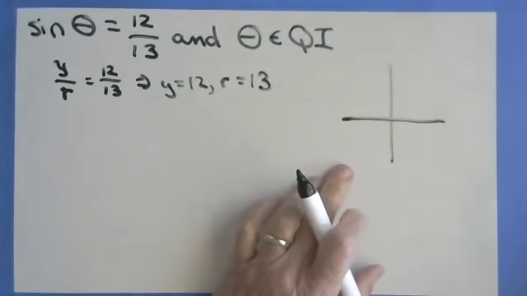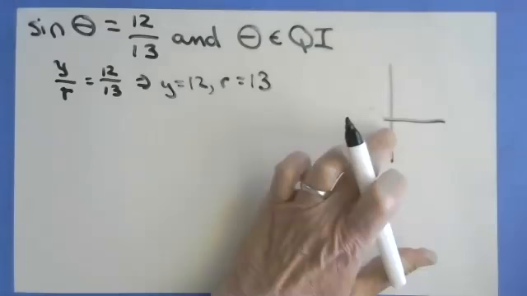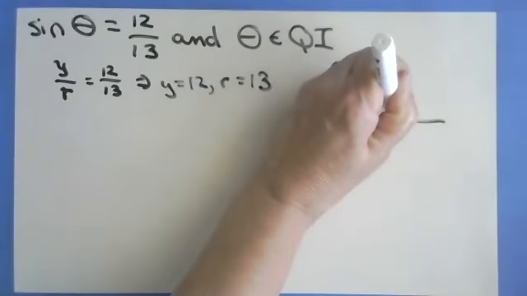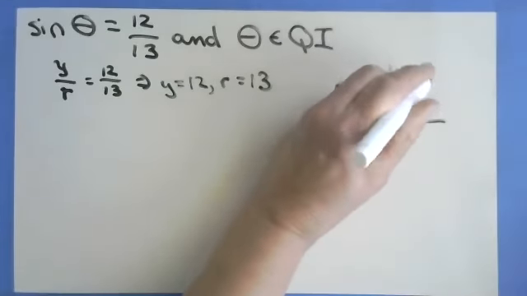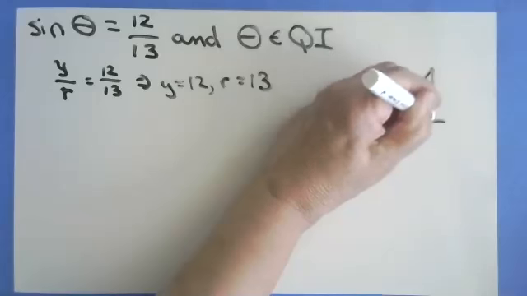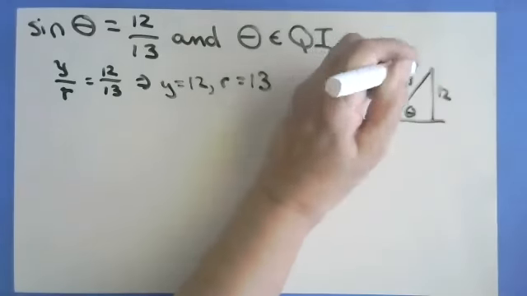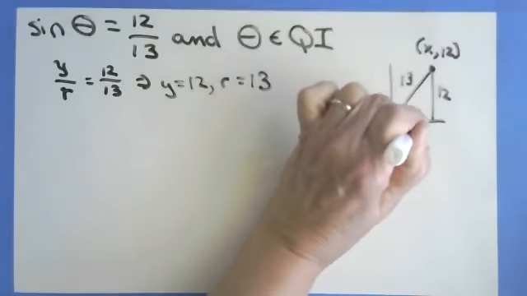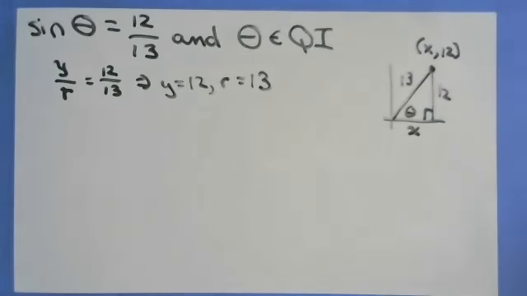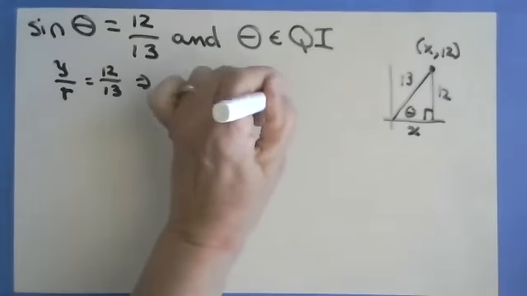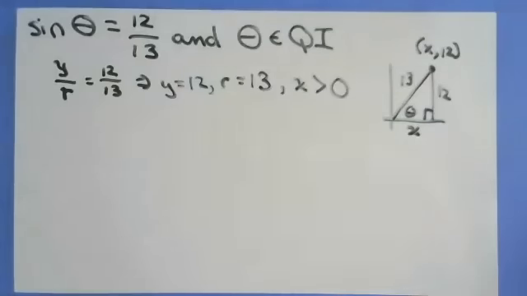I drew the whole coordinate plane here, but we know it's in quadrant 1, so we don't really have to draw all the quadrants. We know that we have our angle, that this is theta, that r is 13, this is our y value, it's 12. We know this point up here is x comma 12. We know this distance here is x, and we know that that is a right angle. Because theta terminates in quadrant 1, we know that x is going to be a positive number.